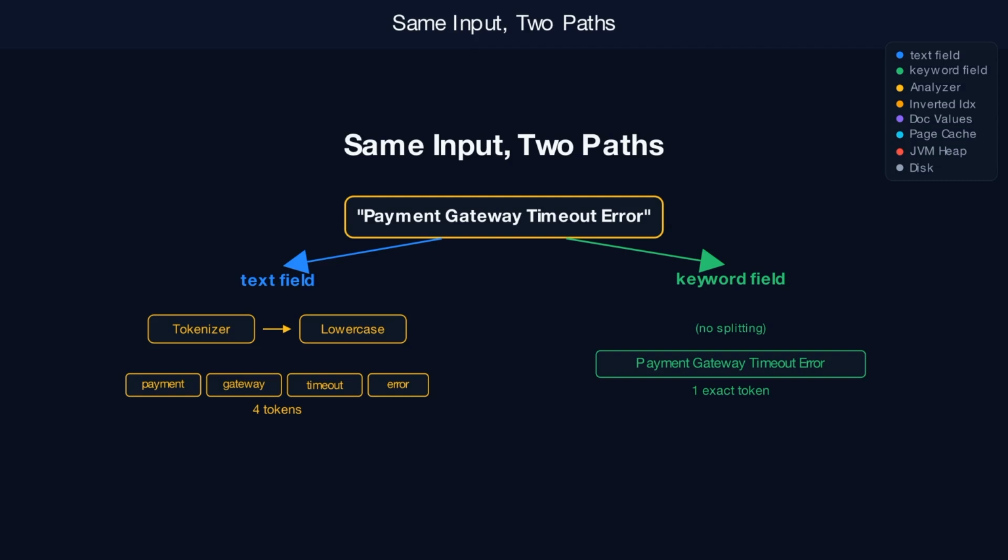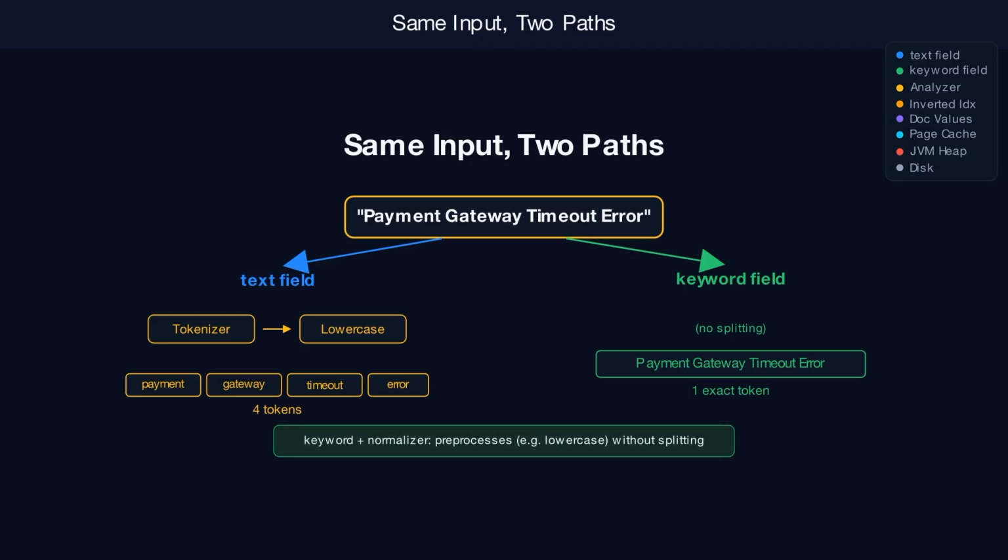Now if the same string goes into a keyword field, the entire value is kept as one exact token: payment gateway timeout error, preserving the original casing. No splitting, no lowercasing. Think of it like a conveyor belt in a factory. The text path sends the string through a disassembly line, breaking it into parts. The keyword path simply wraps the whole string and ships it as is.